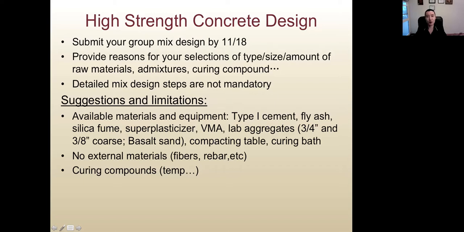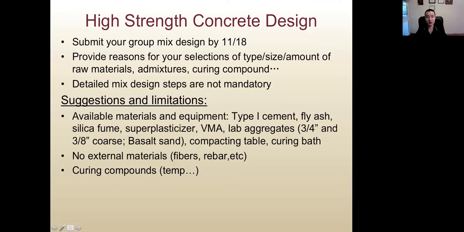And please provide reasons for your selection of materials. Why do you use this type of materials? Why do you use, for example, 3/8 inch coarse aggregate instead of 3/4 inch coarse aggregate, and why do you choose certain parameters such as water cement ratio, or certain types of admixtures, or even the curing compound? What temperature do you want to cure the concrete at, and why? It is not necessary to provide the detailed mix design steps.